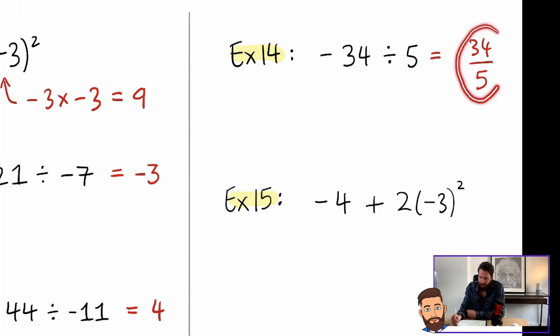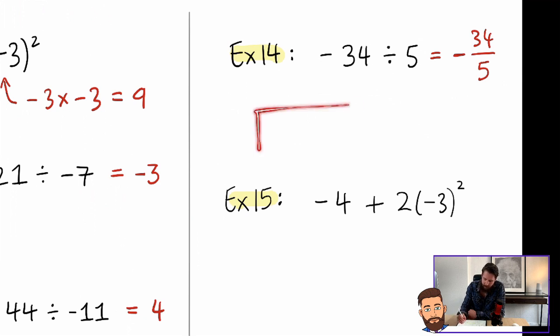Be confident that we can leave it as a fraction. Is this fraction going to be positive or negative? Well, that's the real question. Minus divided by a plus. A mix makes a minus, so that would be minus. So the answer to that, we could say, is minus 34 over 5.